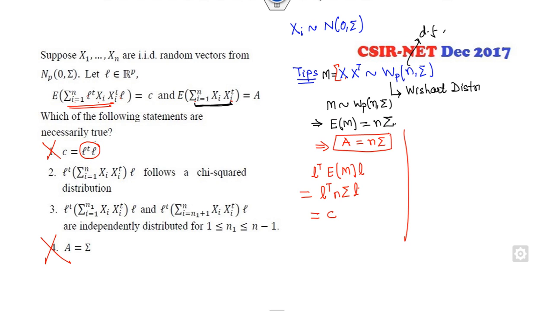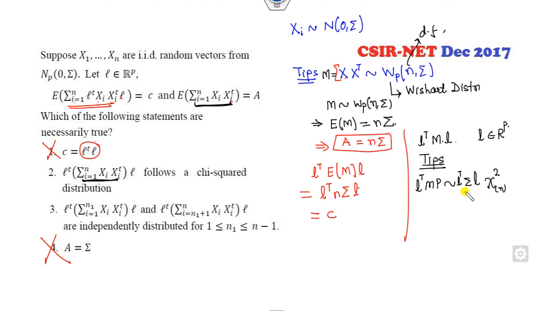Now look at this another one. Again, what is that? This is my Wishart distribution. So L transpose M into L. Fine. Now you can use the tip for you. If L is any vector, then L transpose M into L will follow the chi-square distribution. Here is L transpose sigma L.